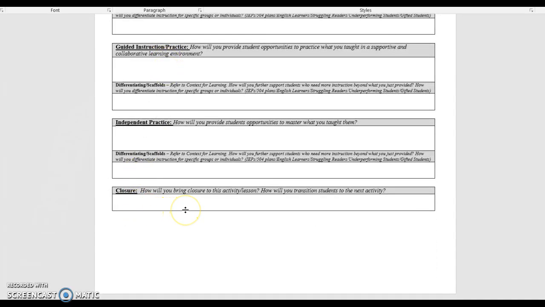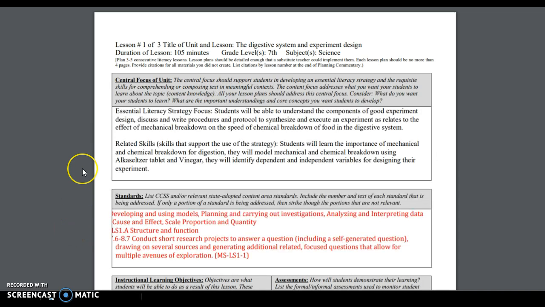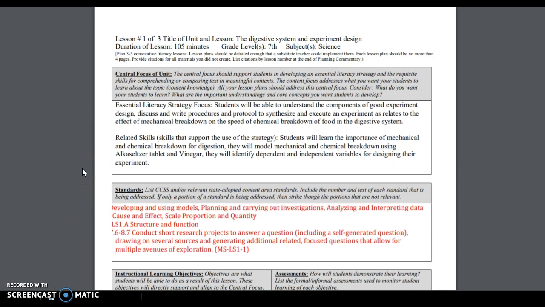And this can be in the form of maybe a small discussion. Maybe you bring the class back together and you recap what went well or what you just learned, and maybe close off the activity. So next, I'll be going over a sample lesson plan that somebody else had made.